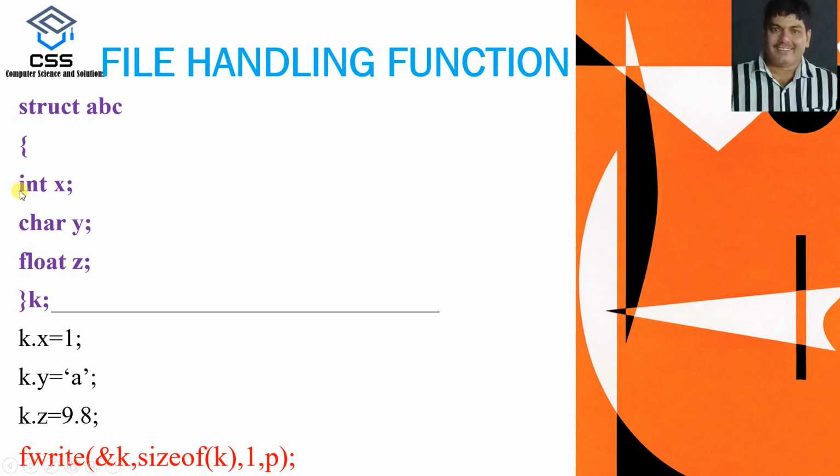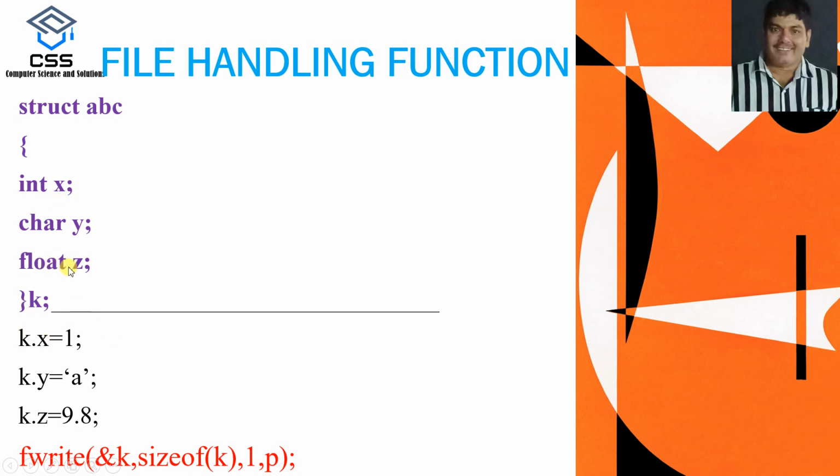Roughly, I am describing first: struct ABC, with x, y, z as three different types of data. The structure variable is k. How do we access them? k.x, k.y and k.z. If k is written, then automatically x, y and z are written. It is one record. How do you write it? fwrite, address of k, meaning where it will start, size of k, how much bytes it will take.